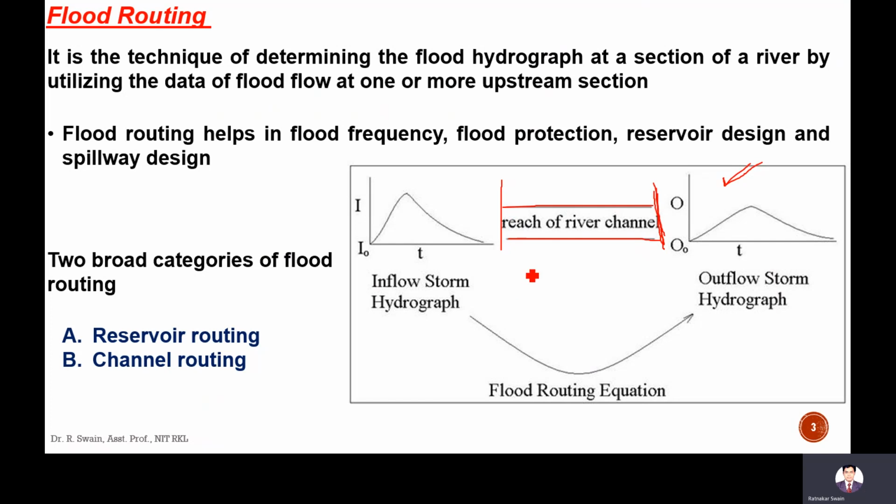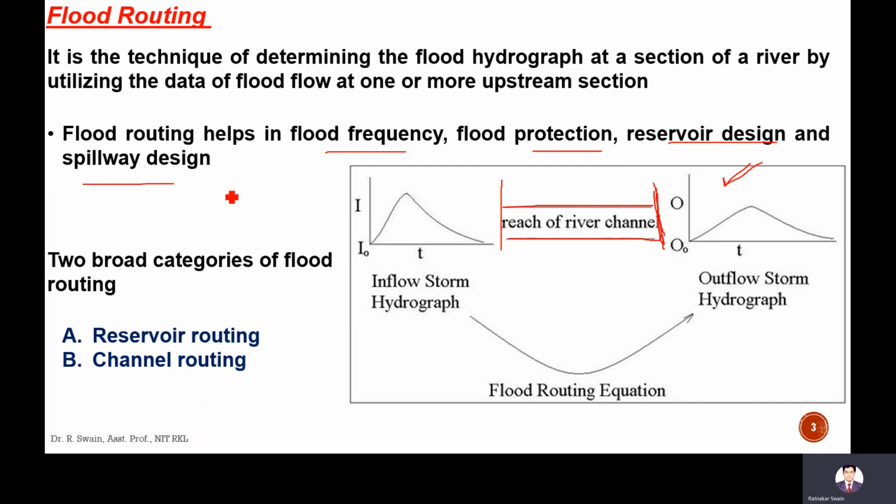Usually the hydrograph which is given at the upstream section of a river is called the inflow hydrograph, and the hydrograph that we are going to determine at any downstream section is called the outflow hydrograph. So simply saying, determination of the outflow hydrograph from the inflow hydrograph is called flood routing. This flood routing is required for flood frequency analysis, flood protection, reservoir design, and spillway design. For all these things, flood routing is essential.